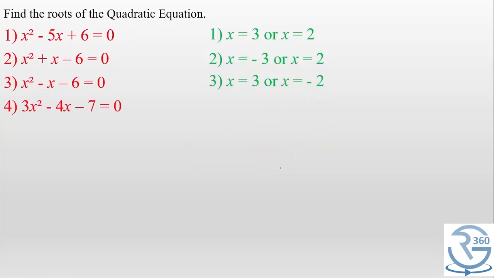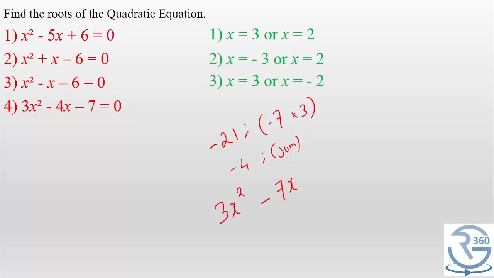3x square minus 4x minus 7 equal to 0. So the product is minus 21, which comes from minus 7 multiplied by 3, and sum I want as minus 4. So 3x square minus 7x plus 3x minus 7 is equal to 0, because minus 7 plus 3 is minus 4 and minus 7 as it is. So I'm going to take x common. So we'll have 3x minus 7, and from here I can take a plus 1 common. So it's (3x minus 7)(x plus 1) is equal to 0.